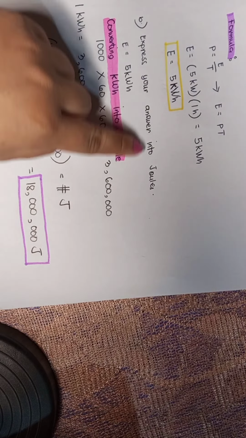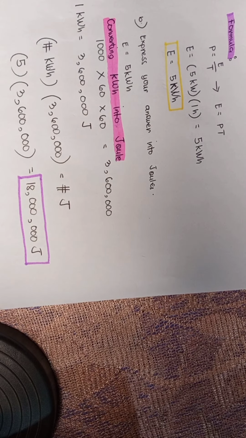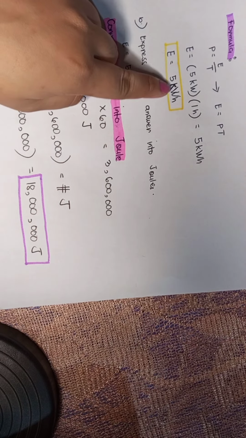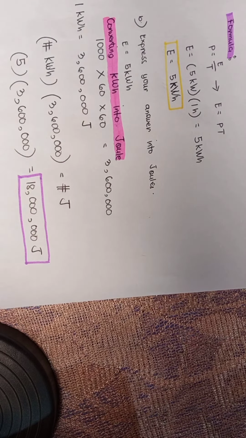So express your answer into joules. Our energy value in letter A is 5 kilowatt hour, so we need to express it into joules. So now we will be converting kilowatt hour into joules.